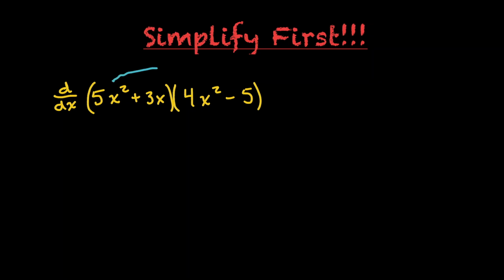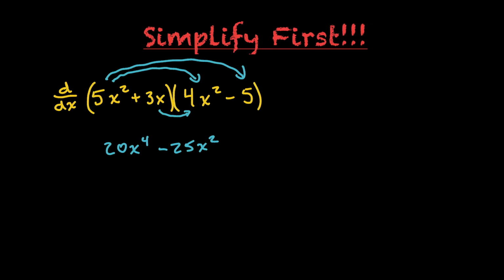So we're just going to FOIL this out. So we'll get 5x squared times 4x squared is 20x to the 4th. Then we'll multiply out here. 5x squared times negative 5 is negative 25x squared. Then on our inside, 3x times 4x squared is 12x cubed. And finally, our last term, 3x times negative 5 is negative 15x.